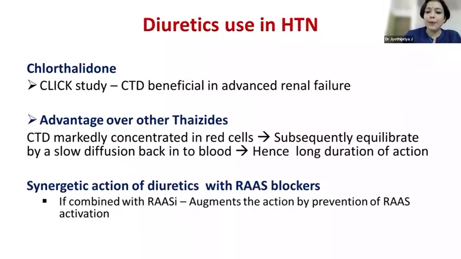So when you are combining diuretics with RAS blockers, there is a synergism. We can attain a synergistic action. Combination with RAS inhibitors augments the action by preventing the RAS activation, which can be due to the usage of loop diuretics. So this is one special advantage in combining.